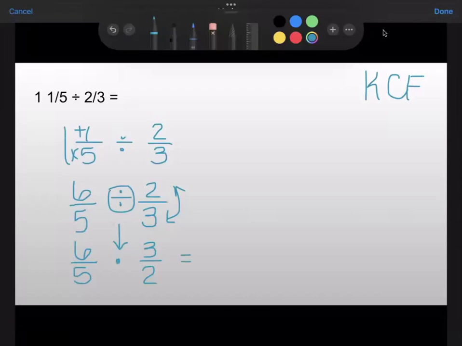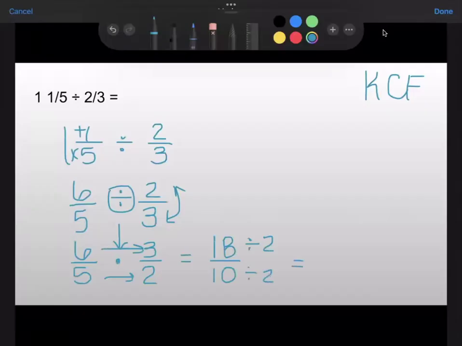Now what I need to do is multiply my numerators. So 6 times 3 is 18. And then 5 times 2 is 10. Now I need to change that back into a mixed number. So I can either simplify it first before I do that, or I could do that and then simplify. I think this one I'm going to simplify first, since I noticed both 18 and 10 are even numbers, which means they can both be divided by 2. So I'm going to go ahead and do that to simplify this fraction.